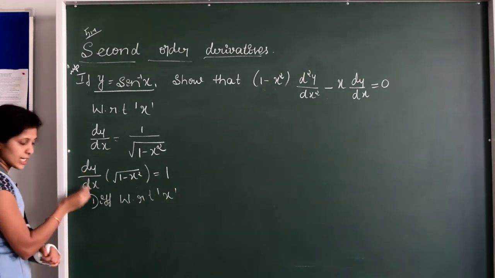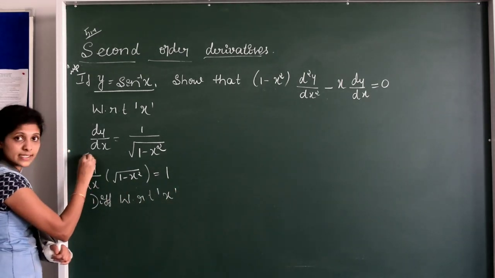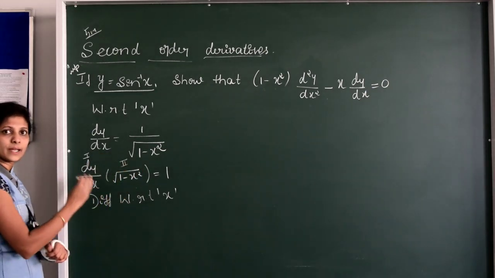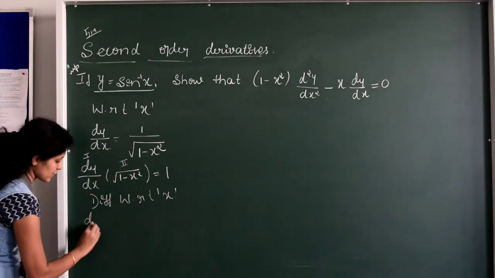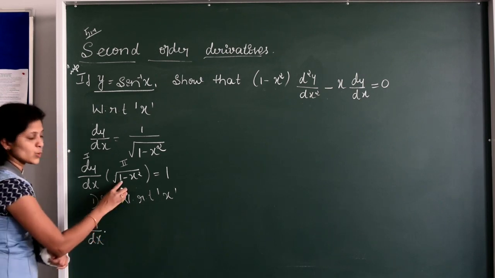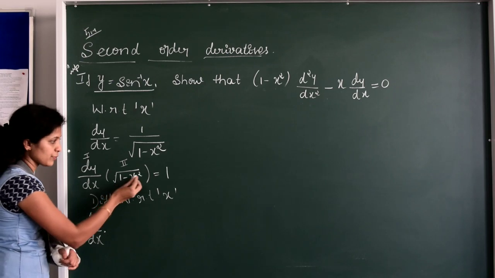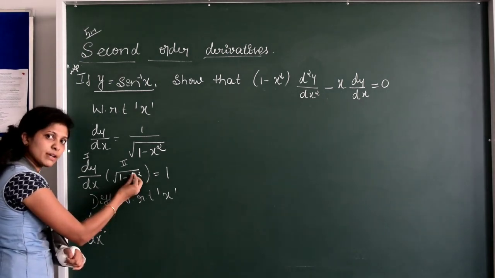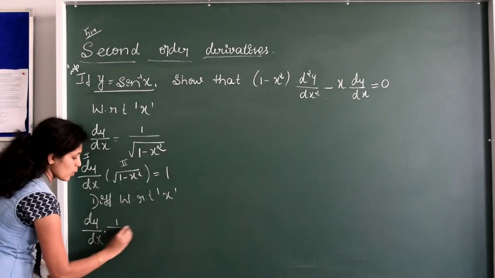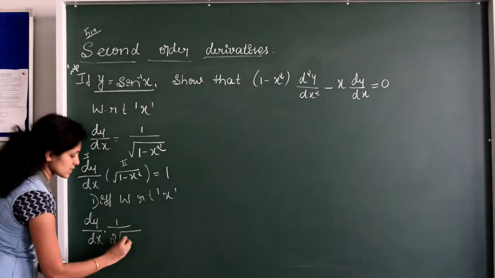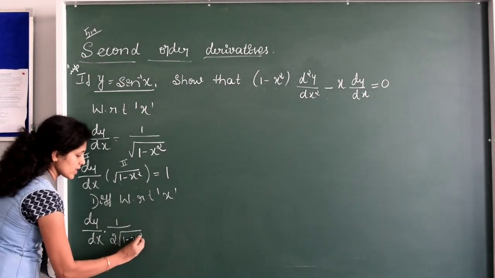If you differentiate this, two functions are there. dy by dx is one function, root of 1 minus x square is the second function. So you have to apply the product rule. First we will keep the first function as it is, that is dy by dx into root of 1 minus x square. You have to differentiate this of the form root x, right? Derivative of root x will be 1 by 2 root x. So this is now 1 divided by 2 root x. What is x? 1 minus x square. So this is done.